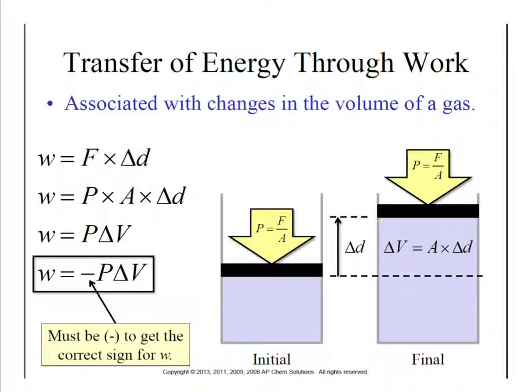In order to get the correct sign for endothermic and exothermic, we would need to make the overall value negative. That will adjust it to the right value. So overall, if you're not big on the math part, this is just what you need to know: work is equal to the negative pressure times the change in volume.